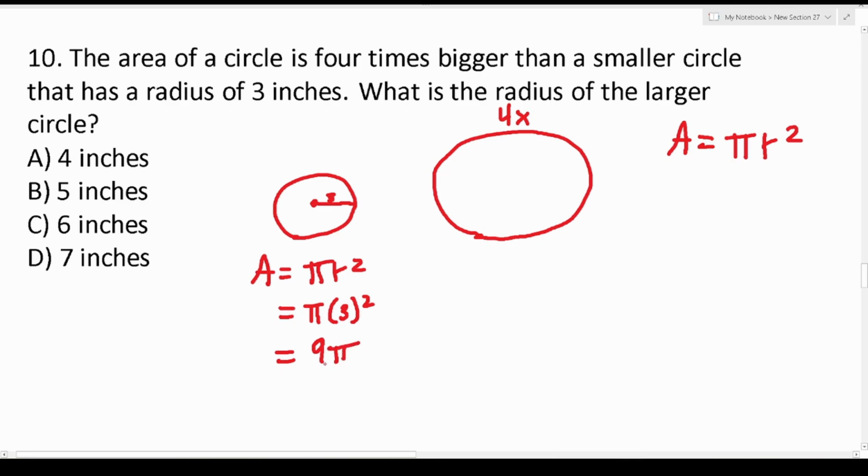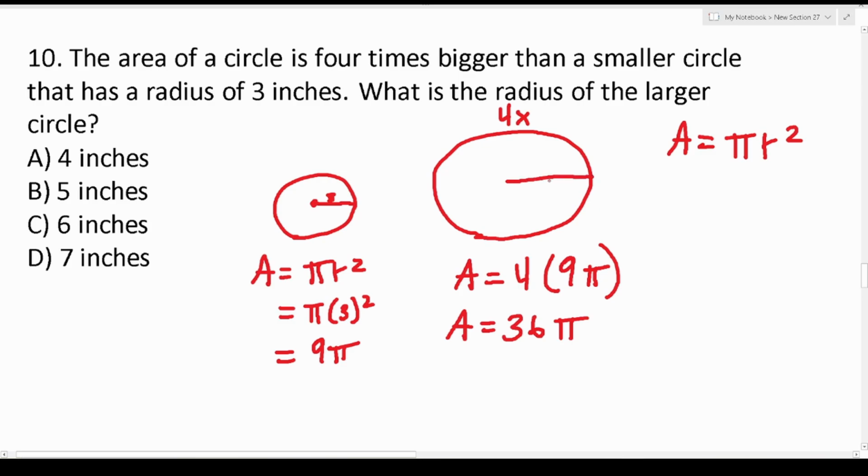So that's going to be 9 pi. Okay. So we know the area of this big circle is 4 times the area of this smaller circle. So if this smaller circle has an area of 9 pi, this is going to be area equals 4 times 9 pi. 9 times 4 is 36. So the area of this bigger circle is 36 pi. Okay? We want to know the radius of this larger circle.